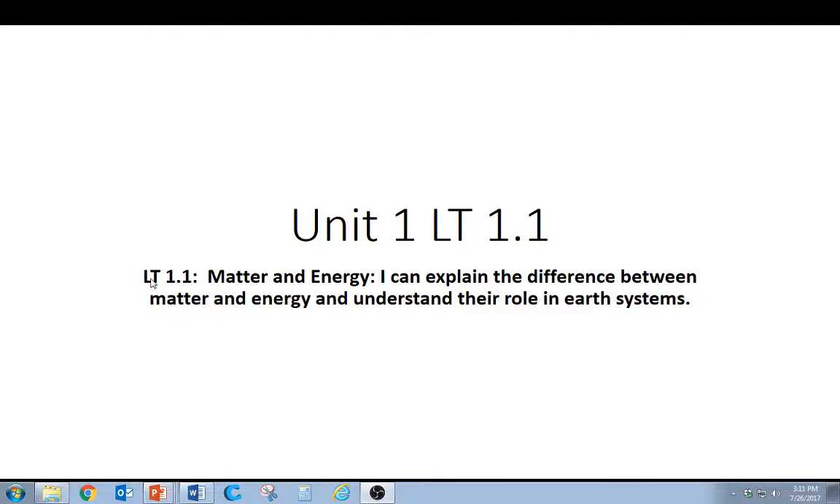So our first learning target is learning target 1.1, matter and energy, and you should be able to explain the difference between matter and energy and understand their role in Earth systems.